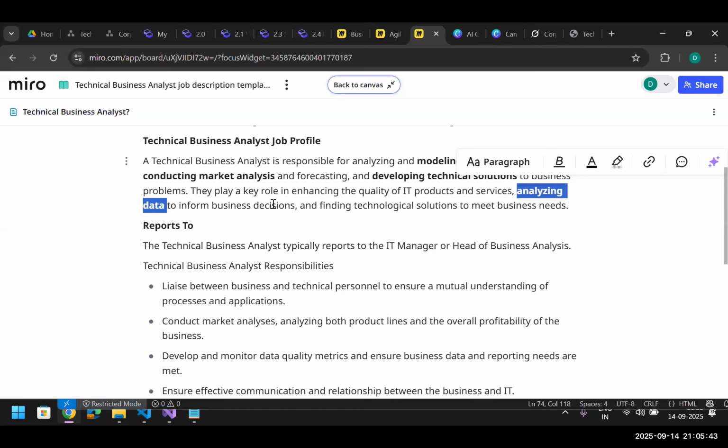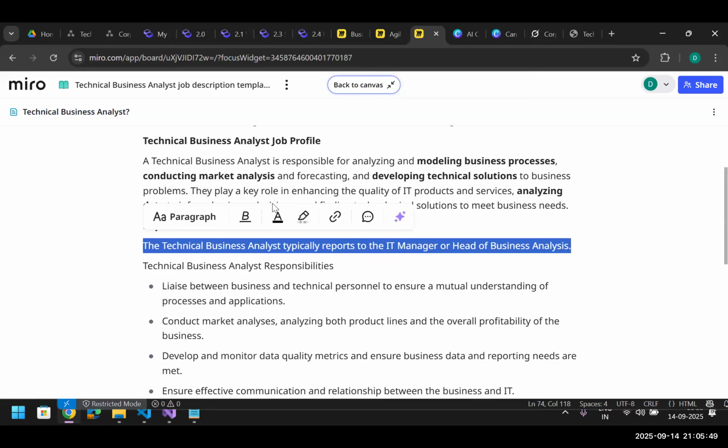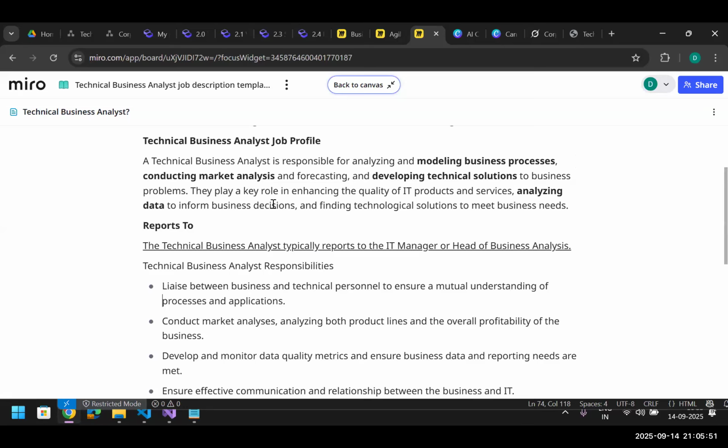But this is what data they're expecting, the data and the technical side, and to whom he is going to report. That's what they are saying: typically reports to a manager, IT manager, head of business analysis, or sometimes, not sometimes, project managers. Okay, project managers.